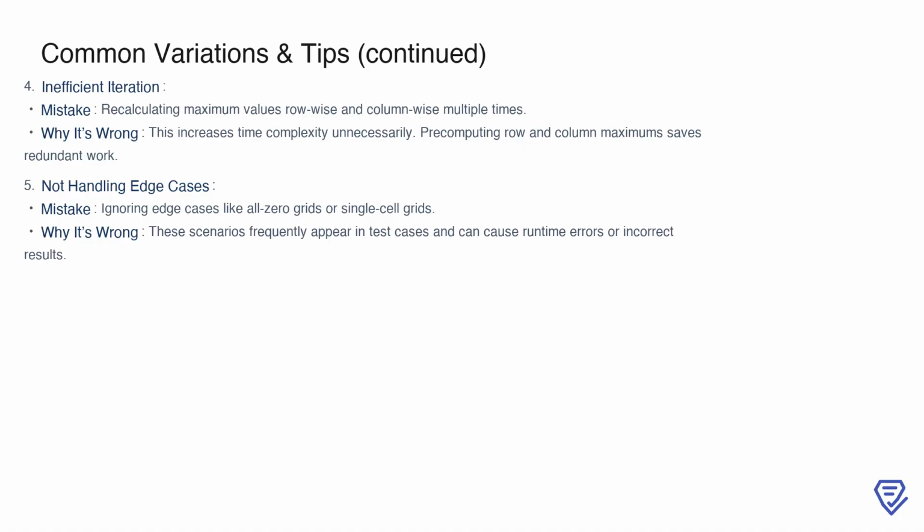Another mistake to watch out for is inefficient iteration. Recalculating row-wise and column-wise maximums multiple times adds unnecessary complexity, slowing down your code. Instead, pre-computing these values can save time and improve efficiency. Additionally, neglecting to account for edge cases can cause failures. For instance, grids with all zeros or single-cell grids are common test cases, and overlooking them can lead to runtime errors or unexpected results. Handling these scenarios properly ensures your solution is robust and reliable.